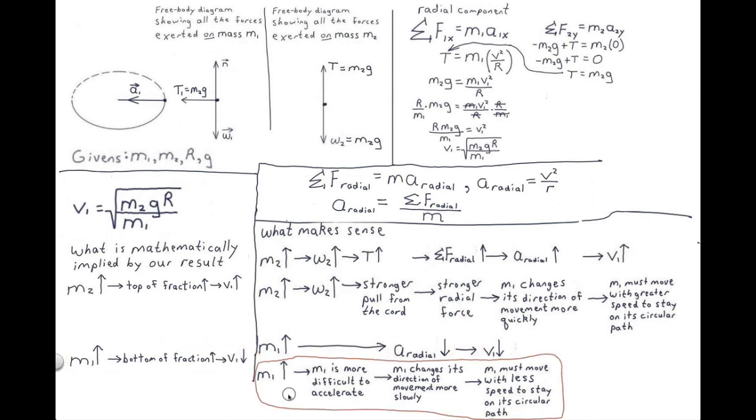Let's go through that logic again in more intuitive terms. If we increase the mass of object 1, then mass 1 will be more difficult to accelerate. Smaller radial acceleration means that mass 1 is changing its direction of motion more slowly. If it's changing its direction of motion more slowly, then mass 1 must move with less speed in order to maintain its circular path of motion.